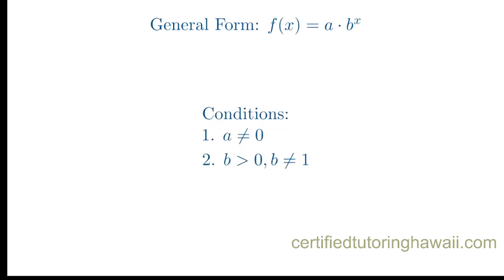Why? If b were negative, the function would jump back and forth between positive and negative values, like (-2)^2 is 4, but (-2)^3 is -8, which isn't the smooth growth or decay we expect. If b were 1, then 1 to any power is just 1, which again would make f(x) equal to the constant a. These conditions ensure the function behaves as a true exponential.